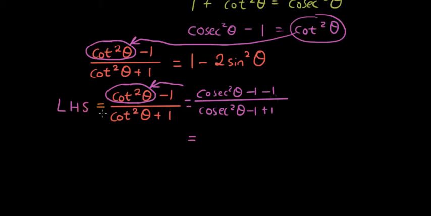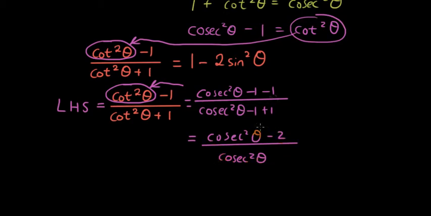Okay, so the left hand side, which is cot squared theta minus 1 over cot squared theta plus 1, is equal to this. And now what we're going to do is simplify the top. So the minus 1 becomes minus 2, so it becomes cosec squared theta minus 2. And the bottom becomes just cosec squared theta, because the minus 1 and plus 1 cancel down to 0.